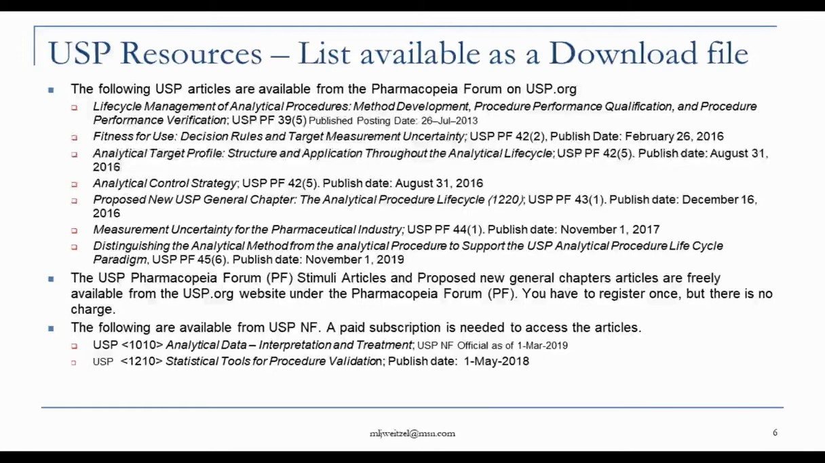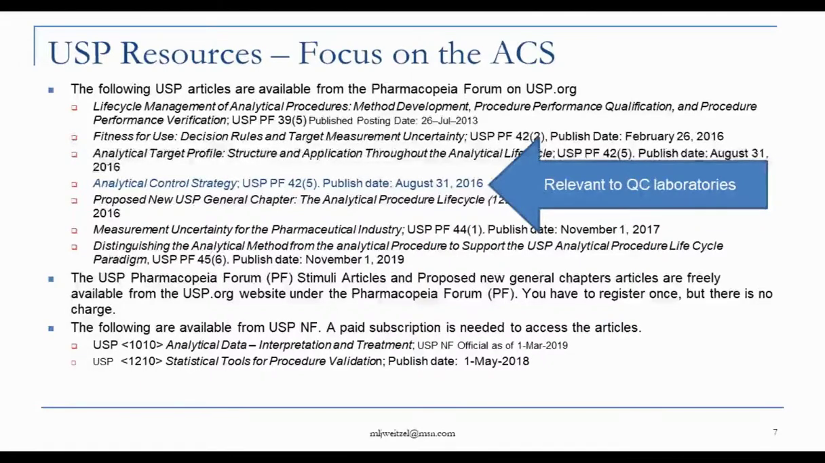Now, the USP has provided a number of resources, and there is a list that is available as a downloadable file for you. That is a number of stimuli articles and supporting articles and official general chapters. So I encourage you to go and read these if you haven't already after this webinar. Today, we are going to focus on analytical control strategy as described in this USP stimuli article that you can find in USPPF 42.5. This is really relevant to QC labs because you use the analytical control strategy.